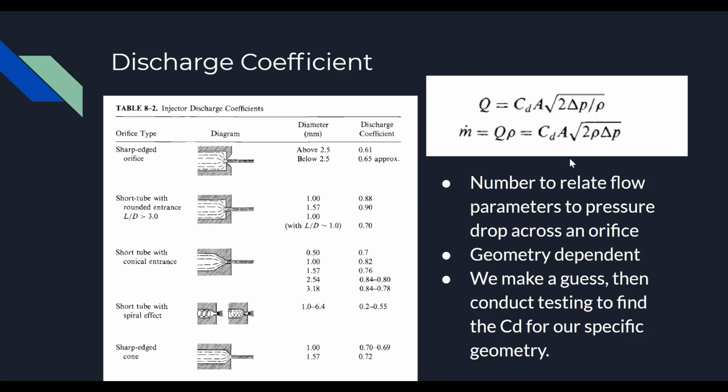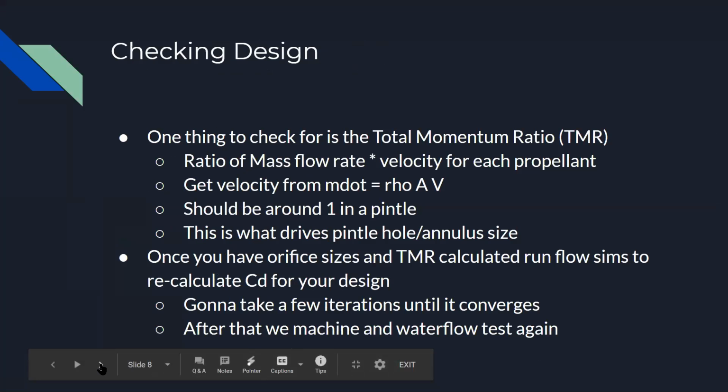And then you do that all over again until the discharge coefficient that you're calculating equals the one that you were plugging in. And it's kind of a pain, but there's no real better way to do that. So yeah, after we get that to match and converge, we're basically going to actually machine it and do water flow testing to make sure that's the same. And then you have gone through the design process of making a pintle, at least.